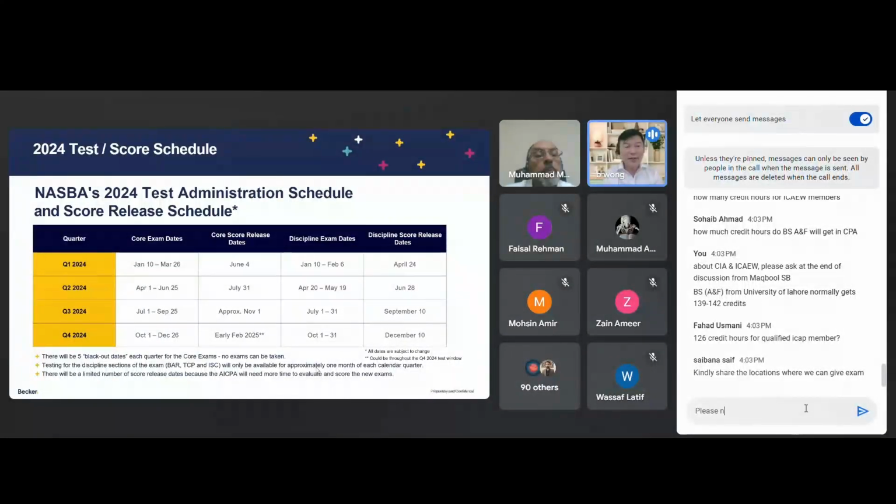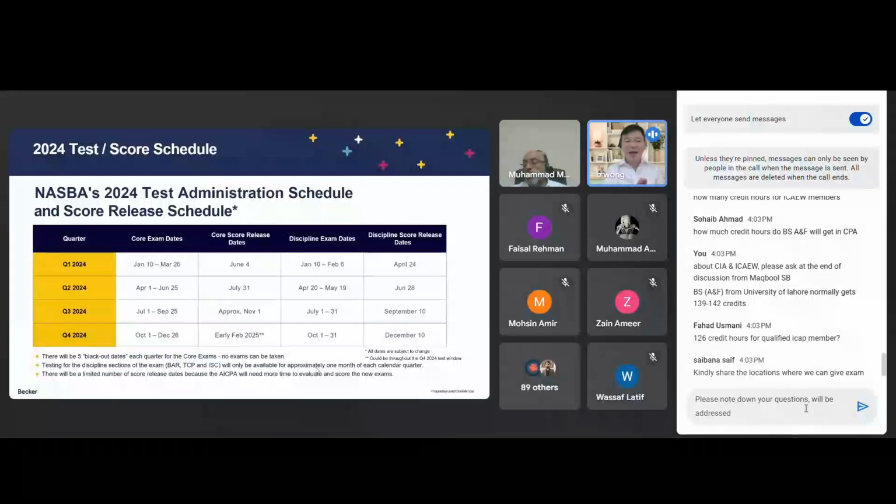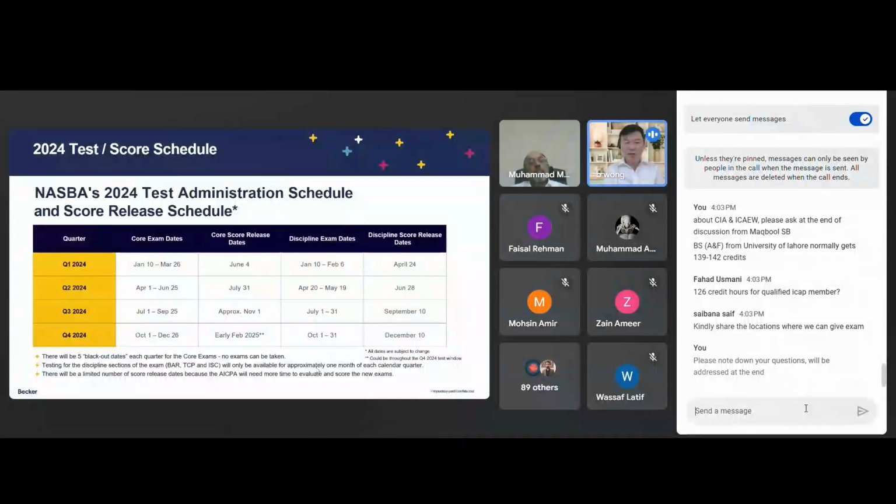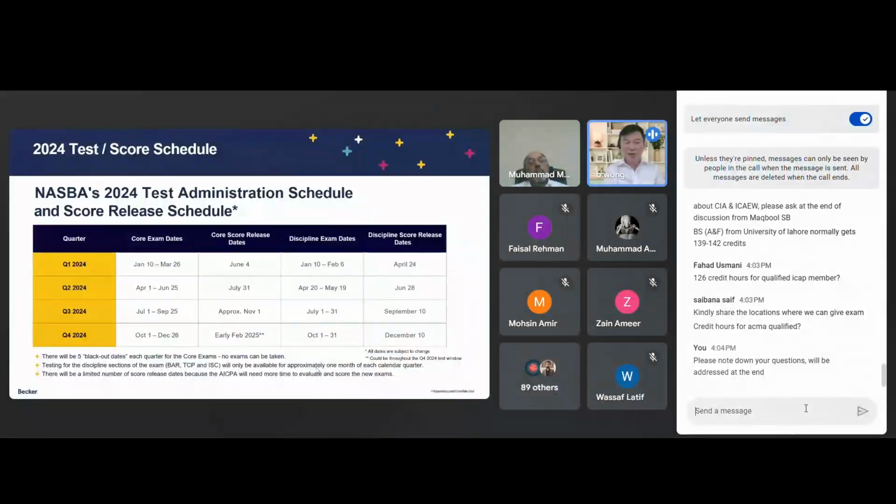Okay, so here are the testing schedules and the score release schedules. I'm not going to go through everything, but for 2024, the core exam is basically the same as the last core exams, so the core exams are pretty much available throughout the year, except for the 5 or 4 days towards the end of each quarter.